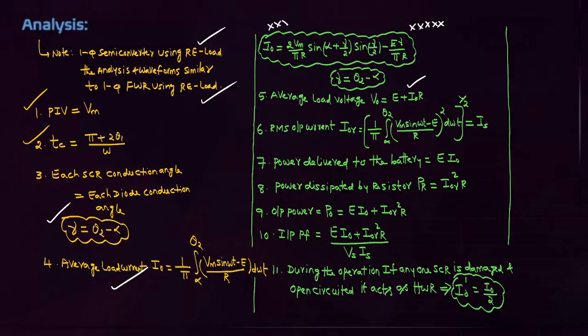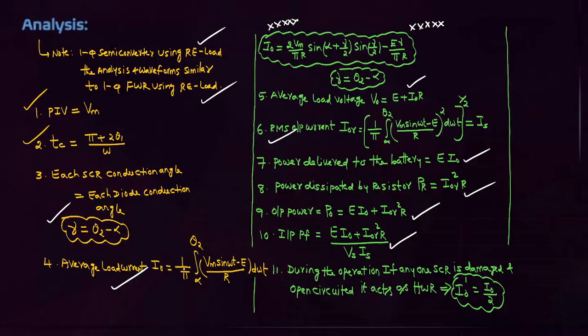Directly we have to apply this formula to find the average load current. Then what is the RMS output current? No need to practice the RMS output current formula. This is the power delivered to the battery. This is the power dissipated by the resistor. This is the total output power, and this is the input power factor.